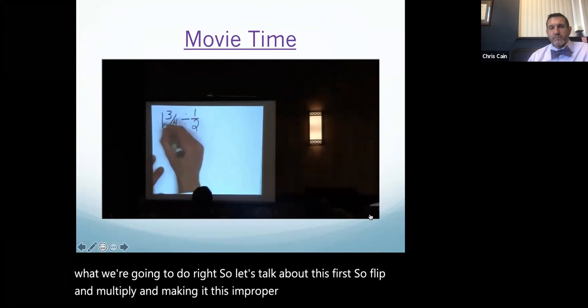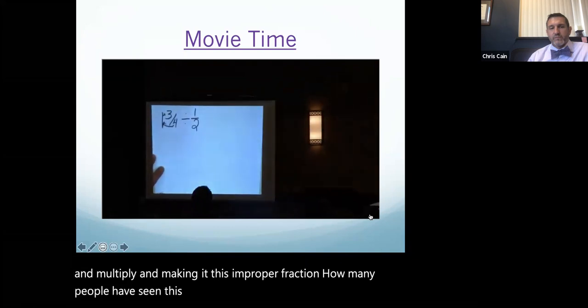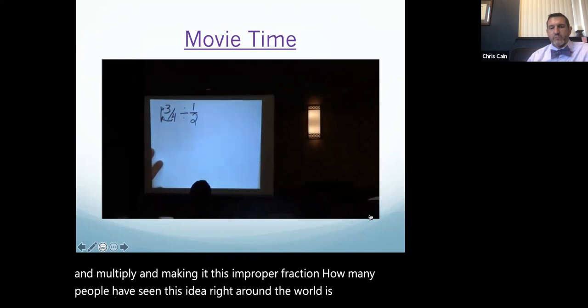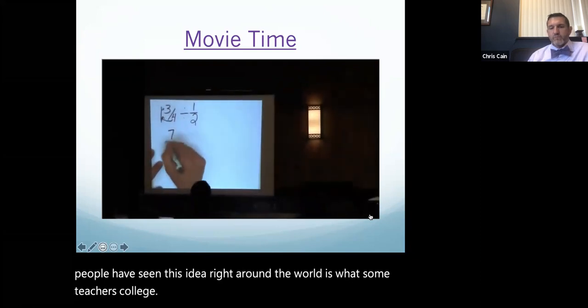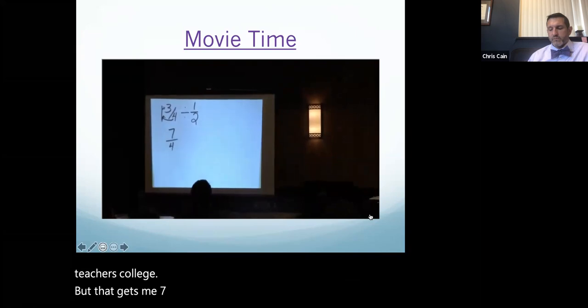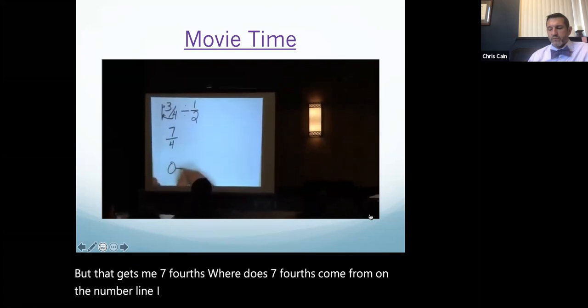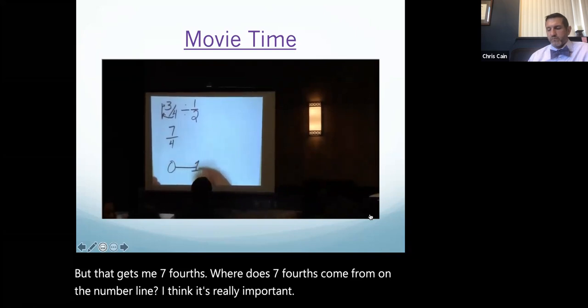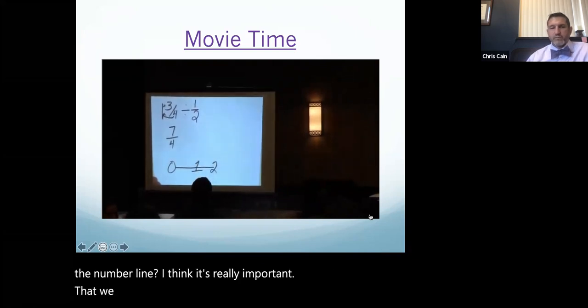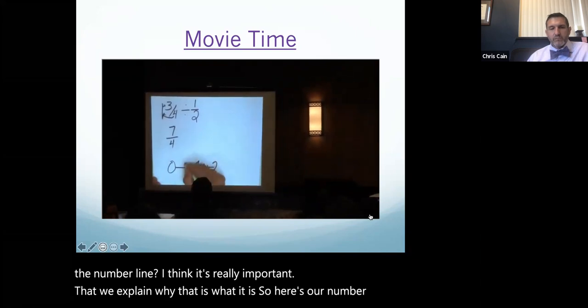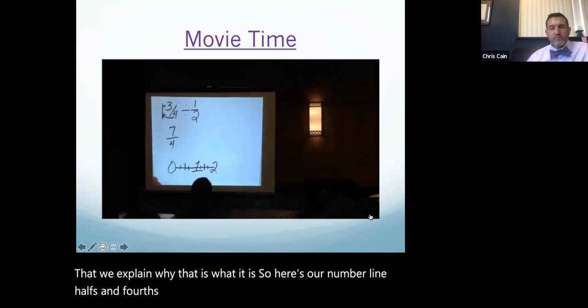How many people have seen this idea, right? Around the world is what some teachers call it. Well, that gets me 7/4. Where does 7/4 come from? Well, on the number line, I think it's really important that we explain why that is what it is. So here's our number line: halves and fourths. Here's how we get 7/4.